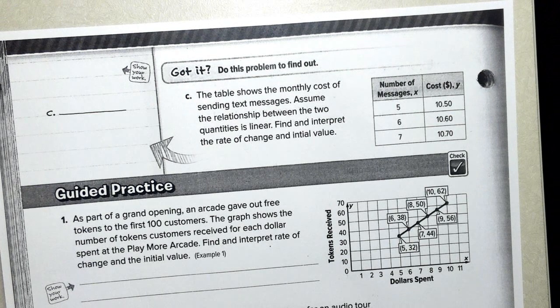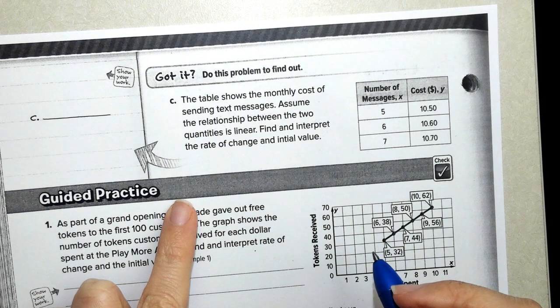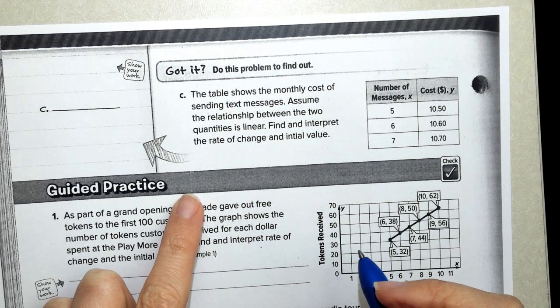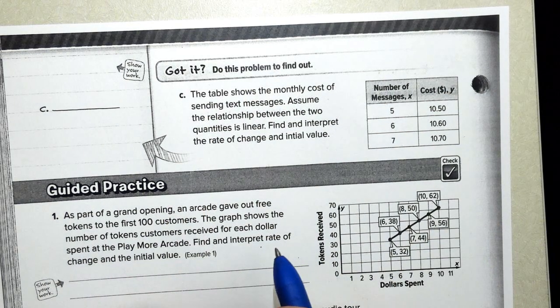We're on to our last one. So here is our last one. It says the table shows the monthly cost of sending text messages. Assume the relationship between the two quantities is linear. So there is a constant rate of change. Find and interpret the rate of change and the initial value. So there's multiple ways you can find your rate of change. Go ahead and find it whichever way you prefer best.